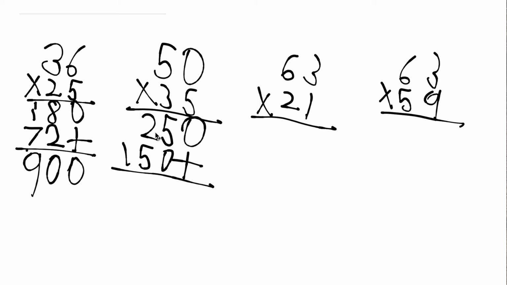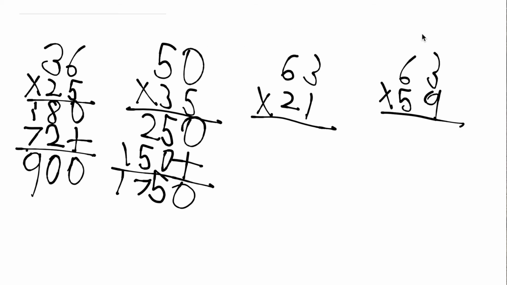So you need to add these two numbers. So 0 plus imaginary 0 is a 0. Then 5 plus 0 is 5. So we put 5. 2 plus 5 is 7. So we keep 7 here. And 1, there's nothing to add with it. So we can just put 1 here. And the answer is 1,750.